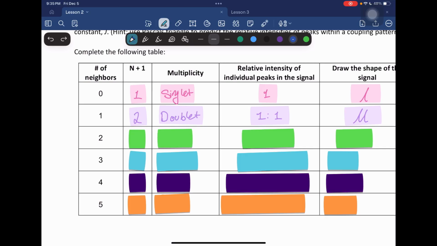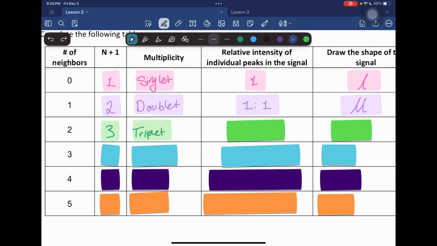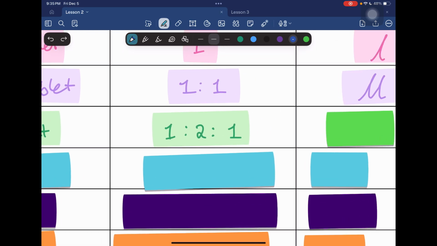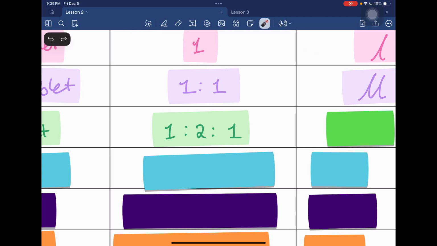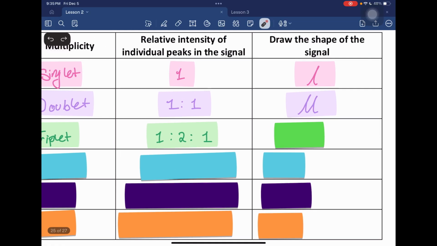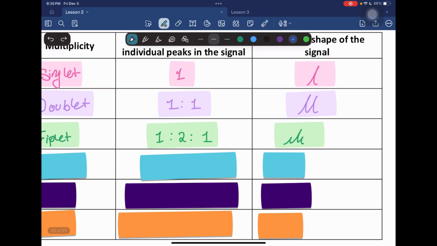Next, 2 neighbors, 2 plus 1 is 3. That's going to be a triplet. You're going to get 1 to 2 to 1. This means that these two are going to be equal and this one's going to be the highest. So it should look like that. Okay? And it does look like that.